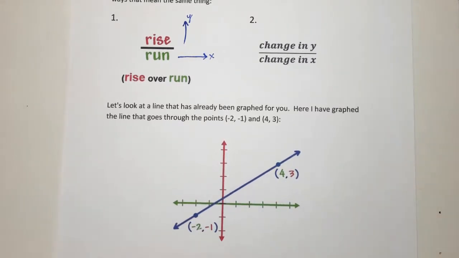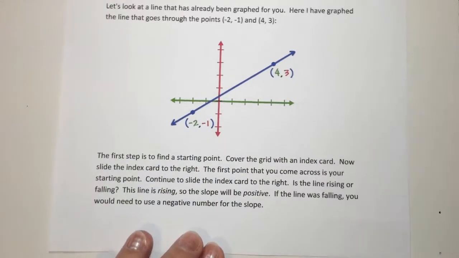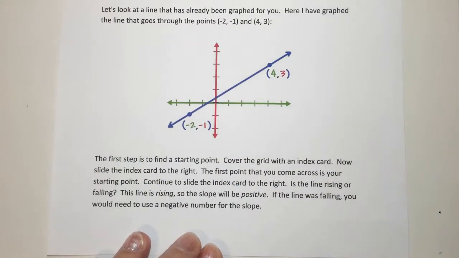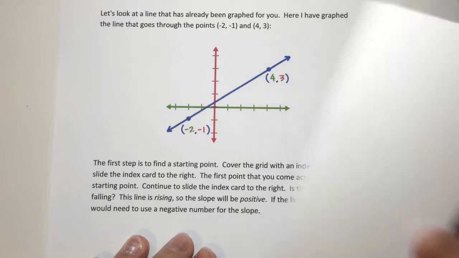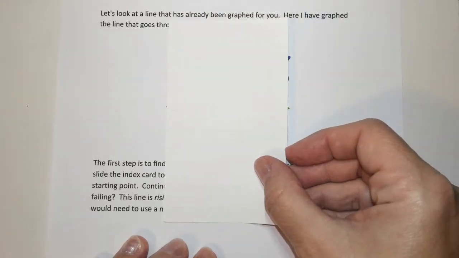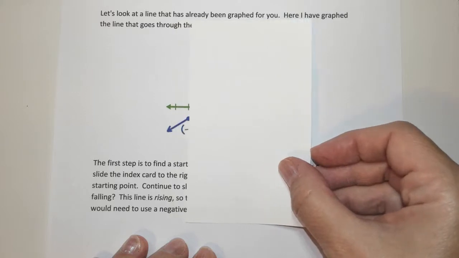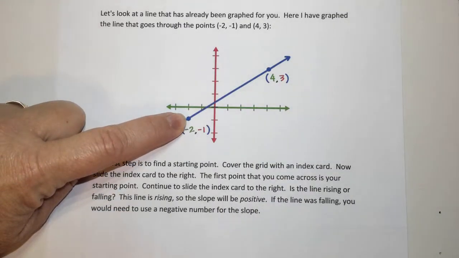Now the first step is to find a starting point. This is a little hint that I came up with after a couple of students weren't sure where to start even figuring out slope. Slide the index card to the right. Just cover your whole graph up. Slide the index card to the right, and the first point that you come across is going to be your starting point. And there it is. I will use that as my starting point.